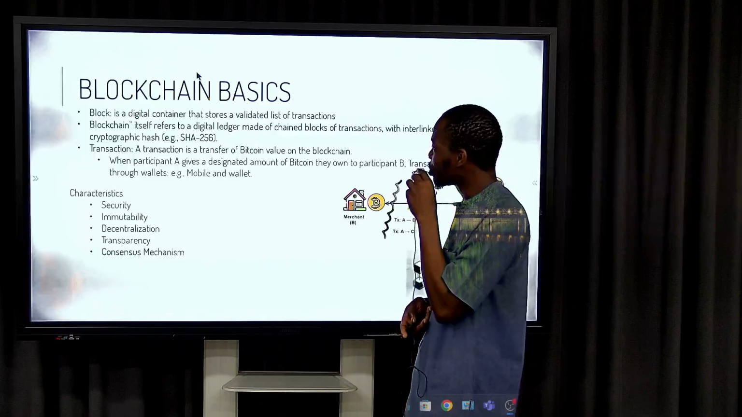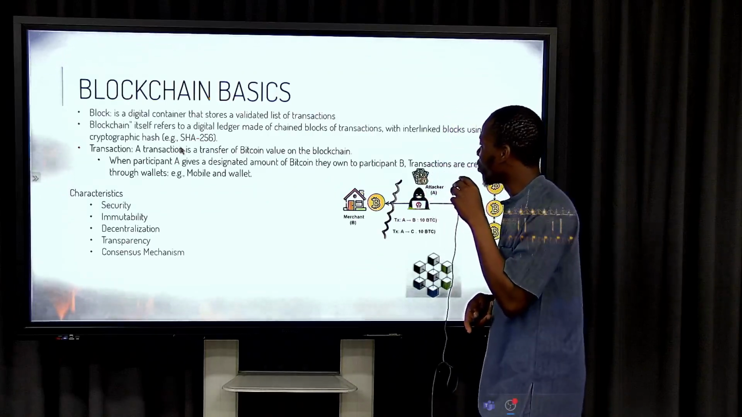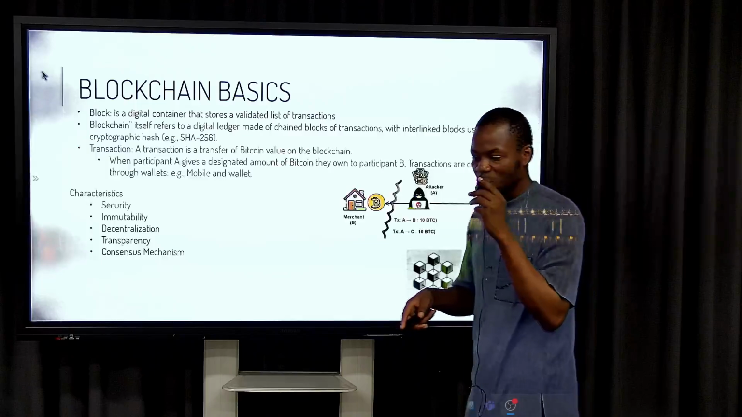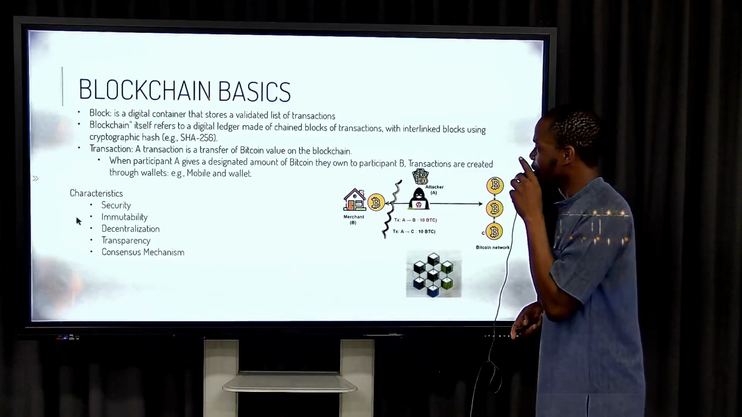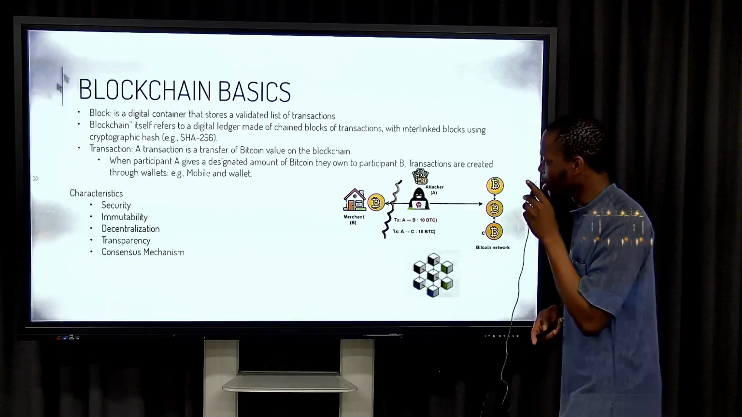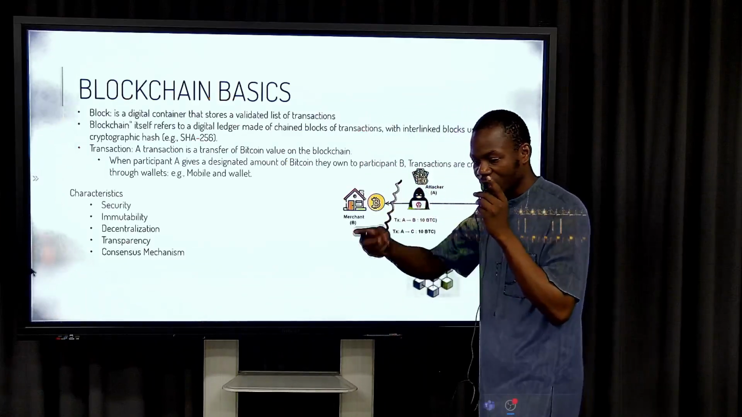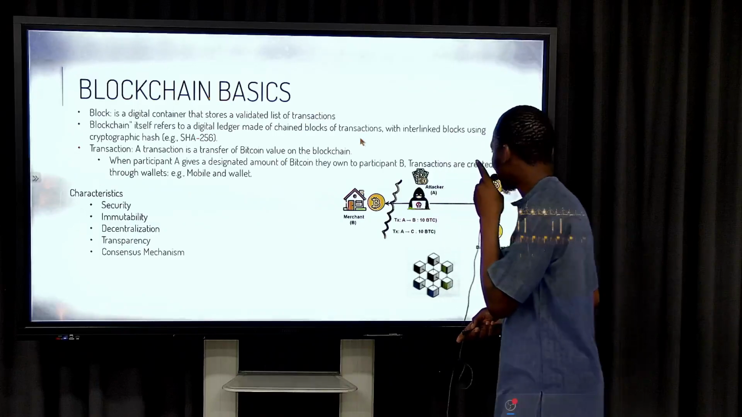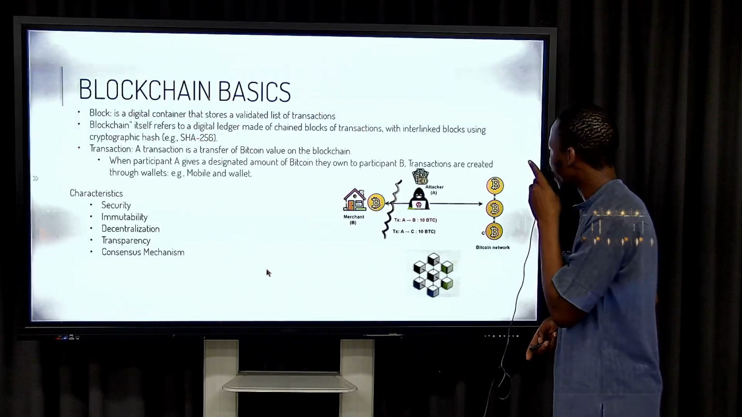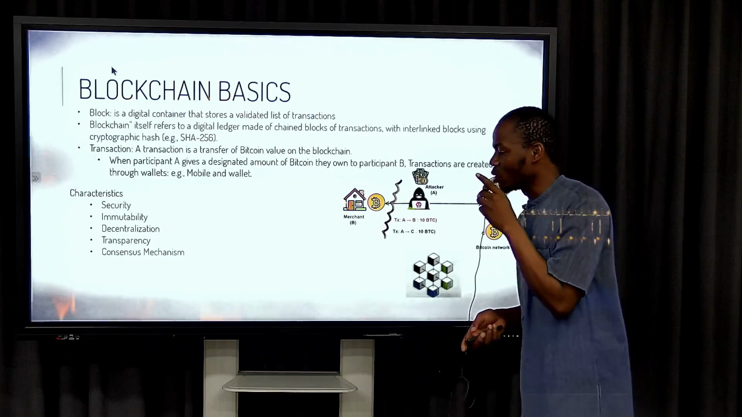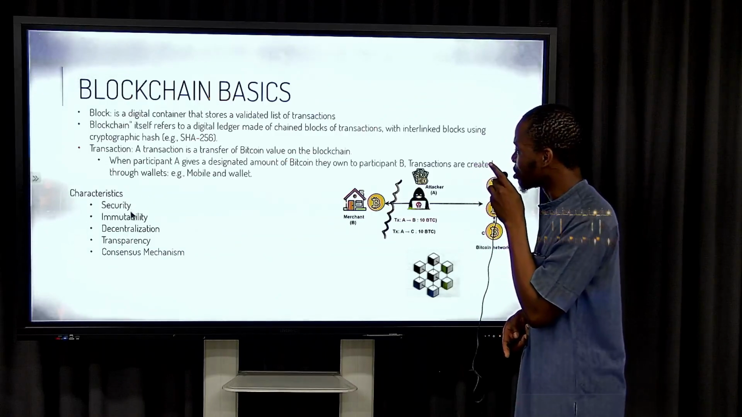So what are the characteristics of blockchain? The block itself is a digital container that stores a valid list of transactions through a consensus. You must have gotten a consensus. So what are the characteristics? Security, immutability, decentralization, transparency, and consensus management. Security, in the sense that it has a protocol where we have the consensus. This consensus guides the way they communicate. That is, all of these nodes must agree. That's the keyword. They must agree on that transaction before it's placed on the block. And once it's on the block, it can never be changed. That's the meaning of immutability.